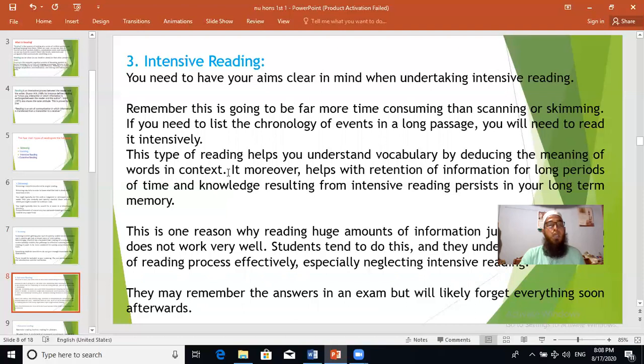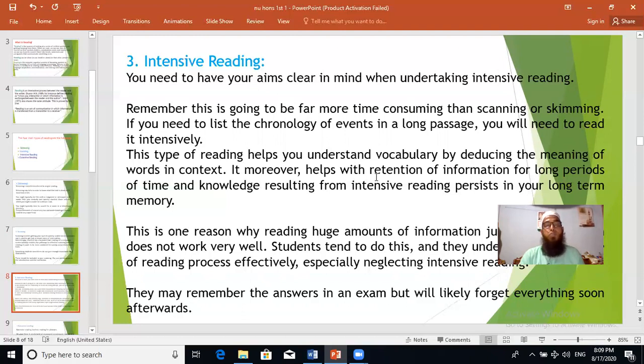As you know, each and every word has two types of meaning. One meaning is dictionary meaning or literal meaning. Another meaning is contextual meaning. So sometimes when we read a passage, the words get a different meaning than their literal meaning or dictionary meaning. So we have to understand the contextual meaning. We have to understand the meaning of the word from the context.